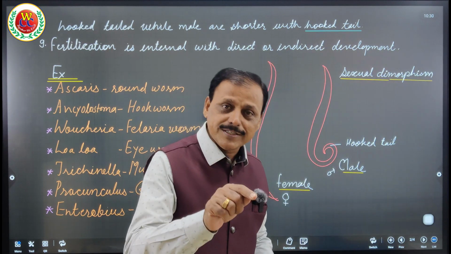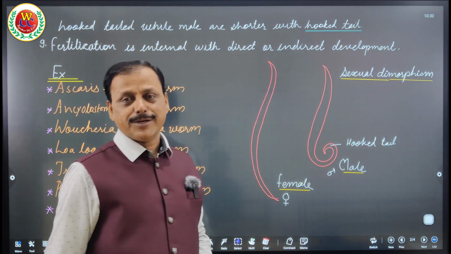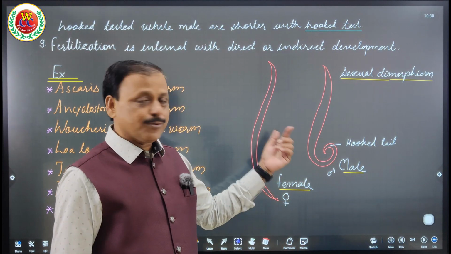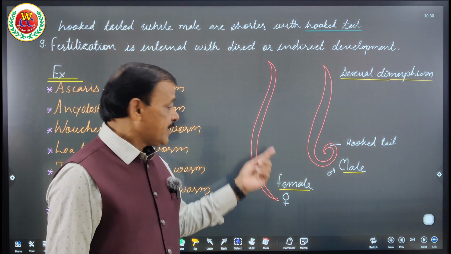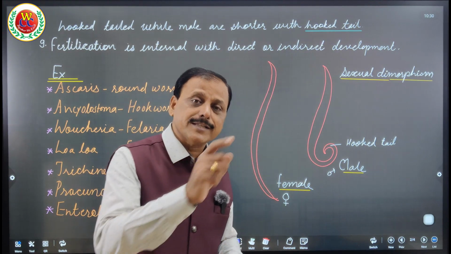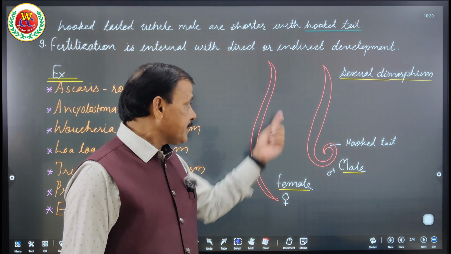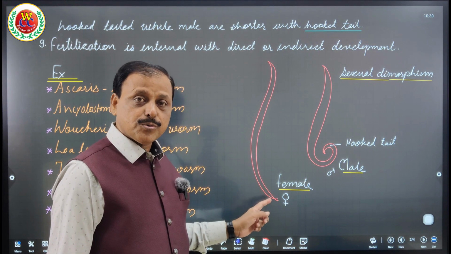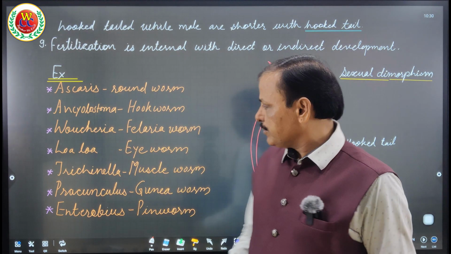The question can be asked, what is sexual dimorphism? Very first time in which group of organism does it appear? Name that organism. So the group of organism is Aschelminthes and the organism is Ascaris. So what is the difference between them? That also can be asked: the difference between male and female is that females are longer without hook tail and males are shorter with hook tail. That is also an important point to be noted down.